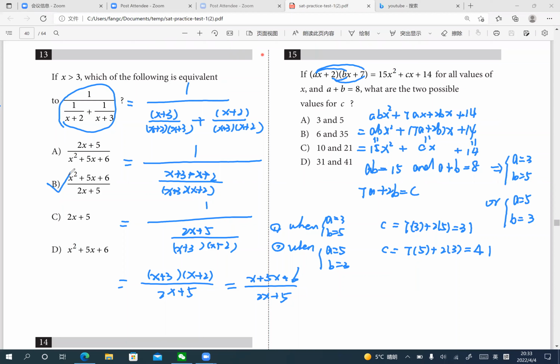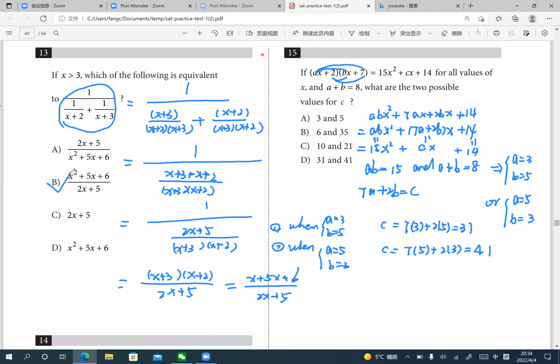The first step, we need to simplify the left side of the equation. We get ax times bx, which is abx squared. The outside term is ax times 7, we get 7ax. The inner one is 2bx. And the last is 14. Then we combine the like terms. So abx squared plus (7a plus 2b) times x plus 14. And from the given information, this expression equals 15x squared plus cx plus 14.